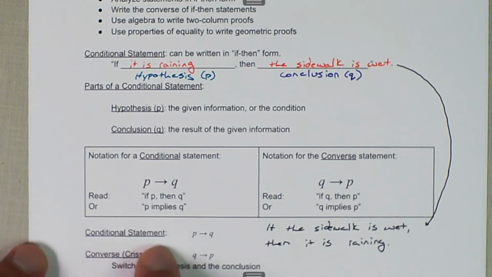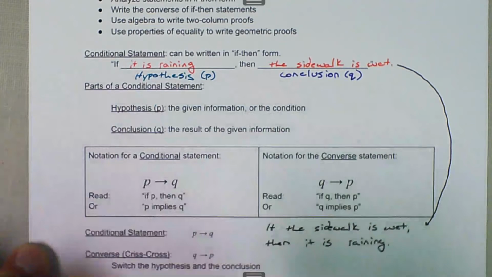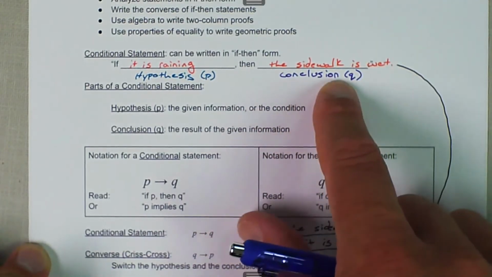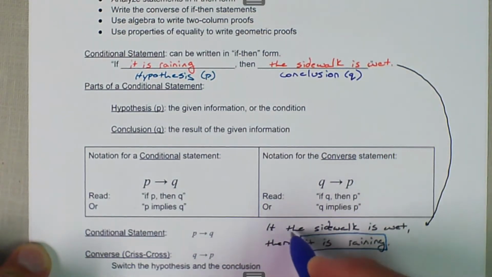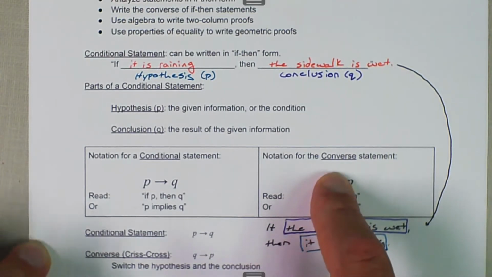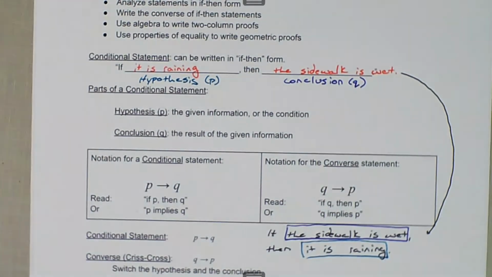So looking down here, we can see the conditional statement says P then Q, and the converse is basically the crisscross. So we're going to switch that. The hypothesis was originally it is raining, so that is coming second when we do the converse. And the sidewalk is wet, that was the conclusion originally at first. So if you do the converse, you switch the order of which it was given. And we can see some examples.